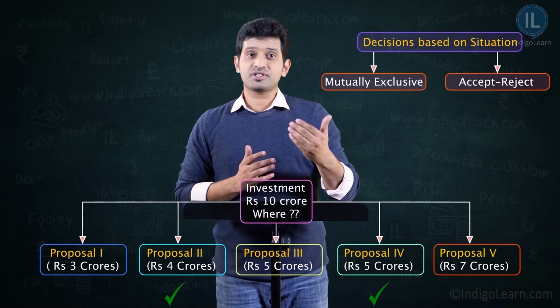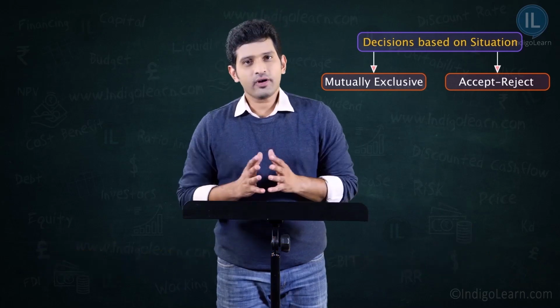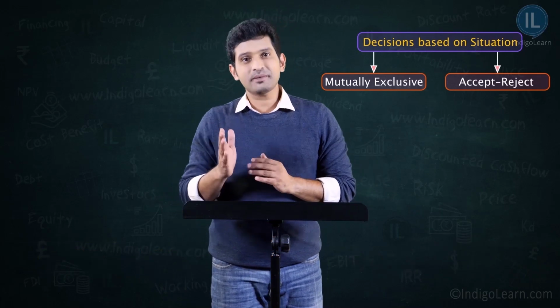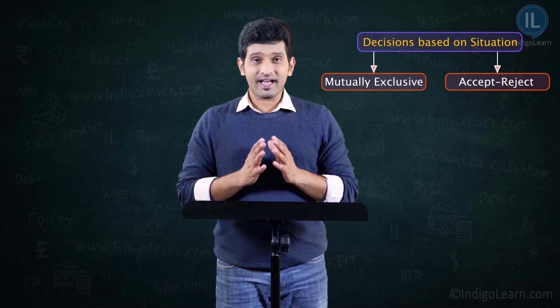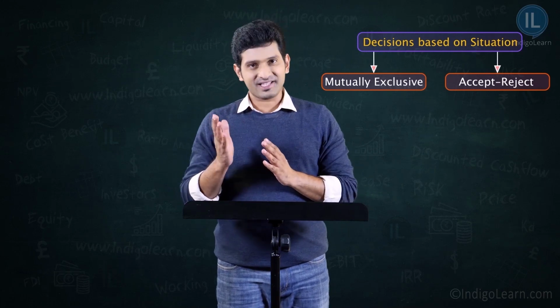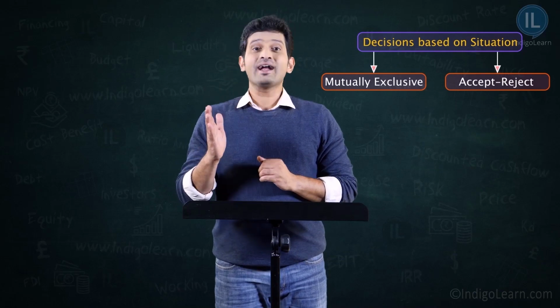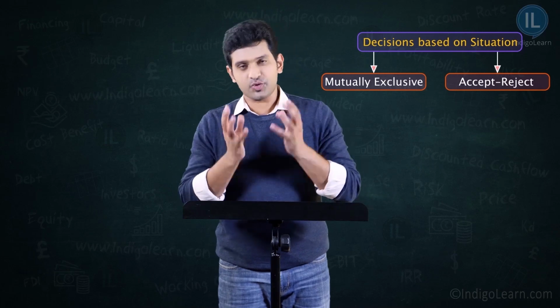Therefore, the second type of decision we are supposed to take is accept-reject decisions. In the first case, mutually exclusive decisions, acceptance of one will automatically result in rejection of the other. Whereas in the second type, accept-reject decisions in the case of independent projects, acceptance of one does not directly indicate the rejection of the other. It depends upon the situation.